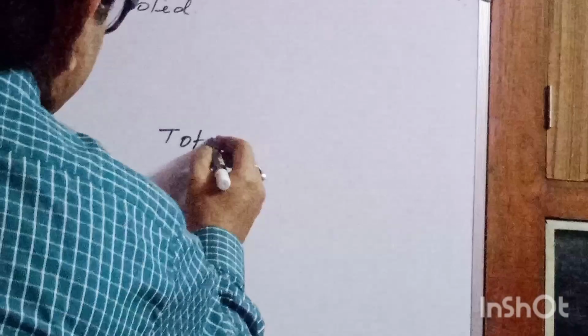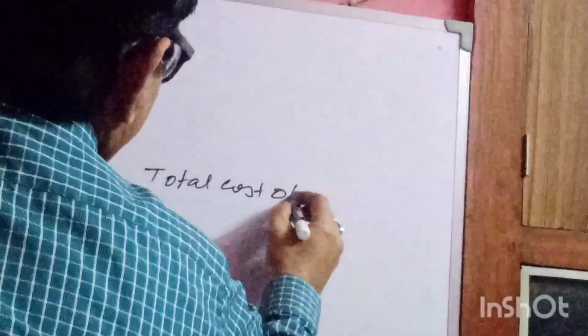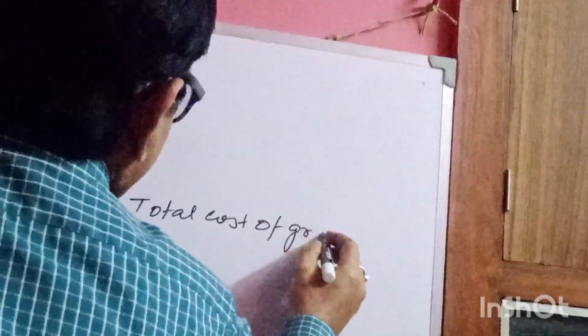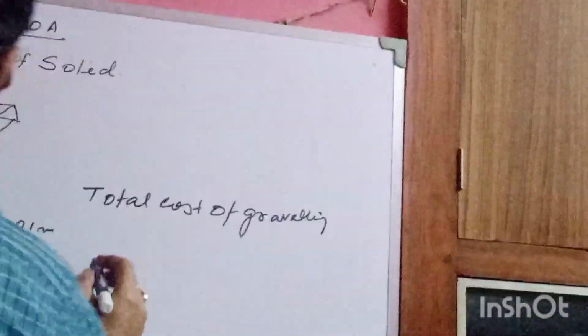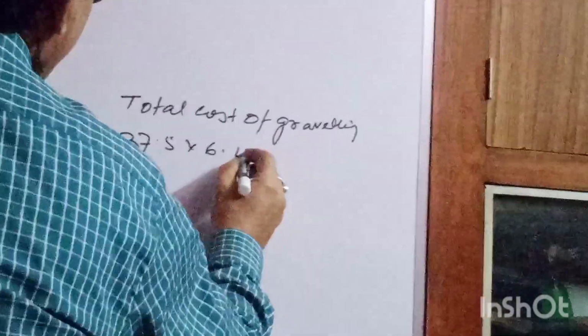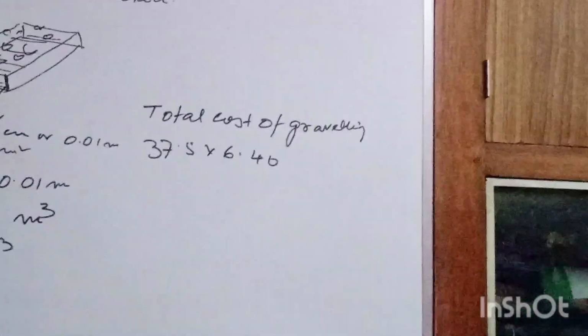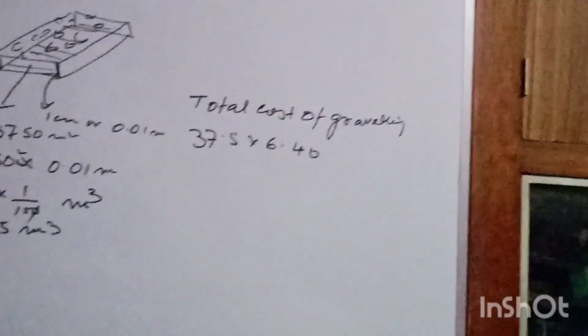The total cost of graveling is equal to 37.5 into 6.40. You can simplify this. This will be the amount required for graveling this with pebbles. Then we can calculate this easily.